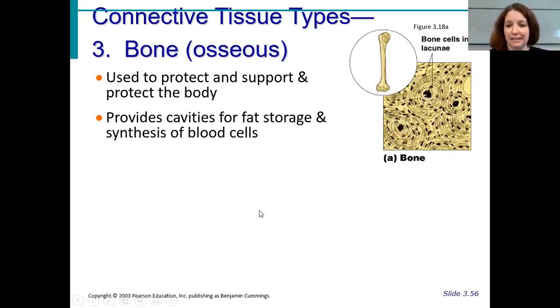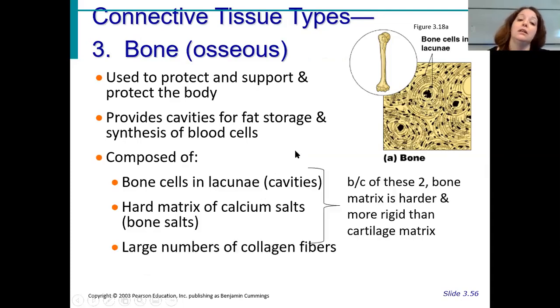Bone is easy. This is what bone looks like under a microscope. It looks exactly like this. It is used to protect the body and support the body. It provides cavities for fat storage. In the long bones, as you grow, your long bones as a child are full of red marrow, which is supporting red blood cells. But when you have stopped growing, the red marrow in long bones turns into yellow marrow, and it's a site of fat deposits. So it provides cavities for fat storage and synthesis of blood cells.